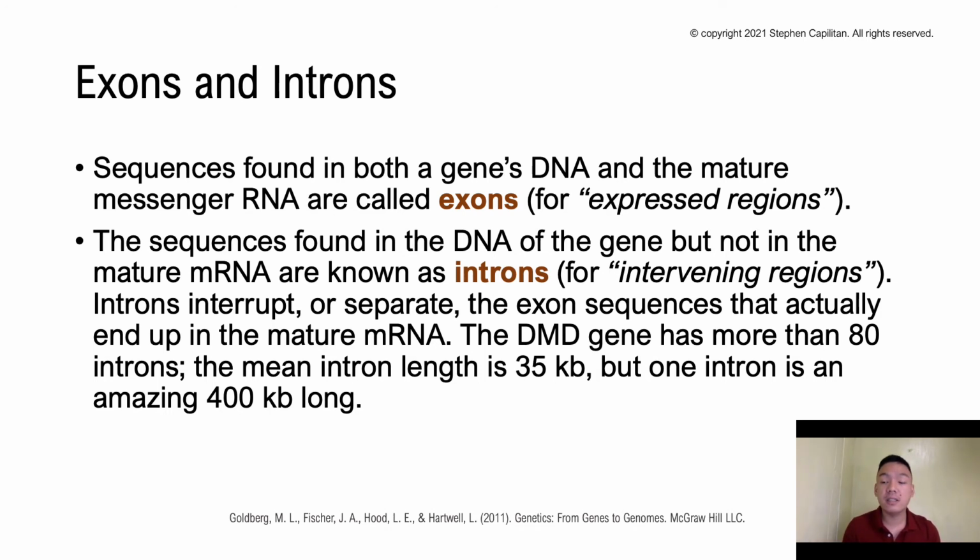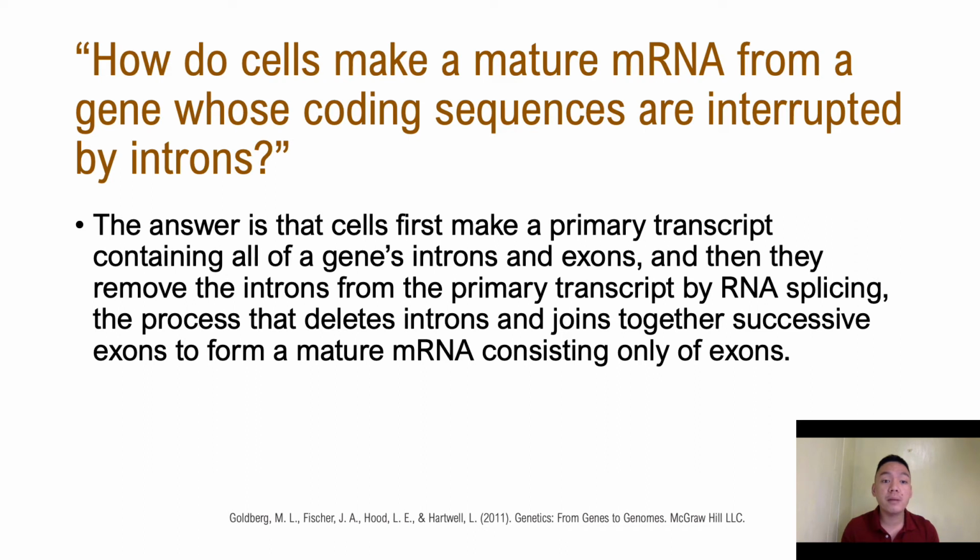So these introns, or intervening regions, should be removed. And there is a question: how do cells make mature mRNA from a gene whose coding sequences are interrupted by introns? The answer is that cells first make a primary transcript which contains all the gene's introns and exons. It's a mixture of exons and introns, and they remove the introns from the primary transcript by the process we call RNA splicing. They delete the introns and join together successive exons to form a mature mRNA, consisting of only the exons.